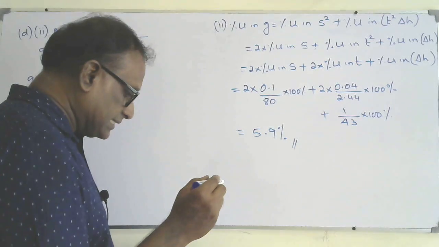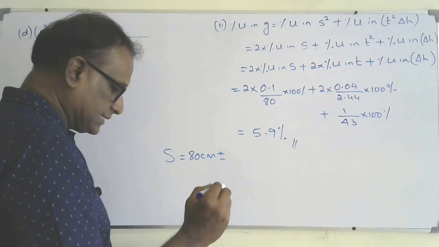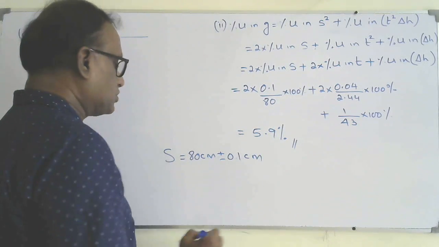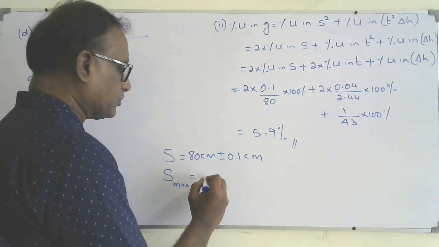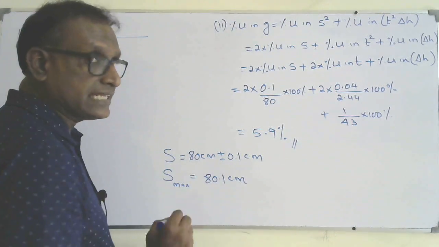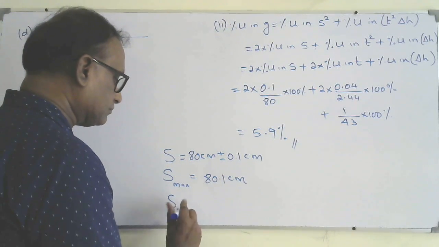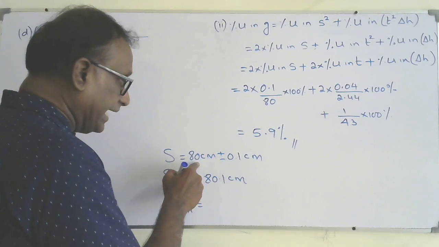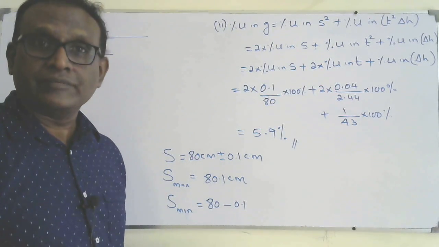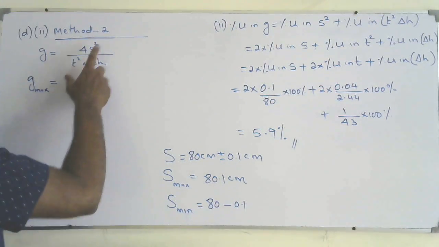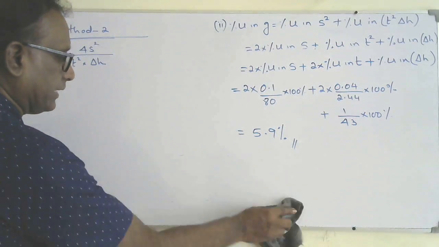Say, for example, S is given as 80 centimeters plus or minus 0.1 centimeter. So S max means 80 plus 0.1, so 80.1 centimeter is the S max. S minimum, which I need later, means the minimum value of S is 80 minus 0.1. So that is the minimum value. Like that, for each and every quantity, I'm going to find the maximum and minimum values. Right, so I'll do that method.